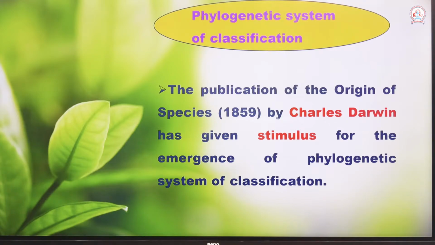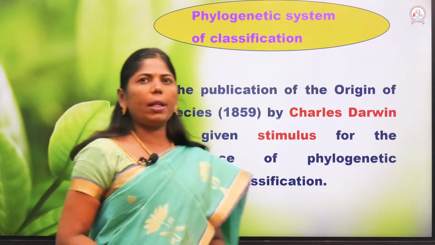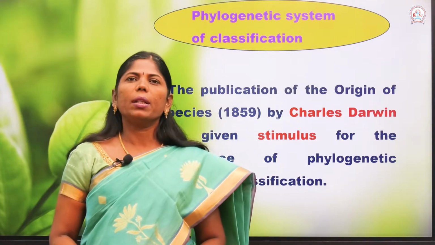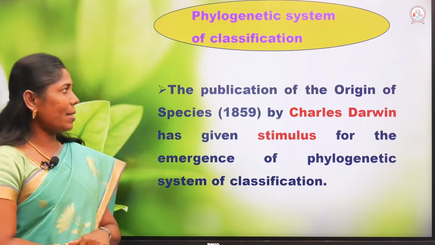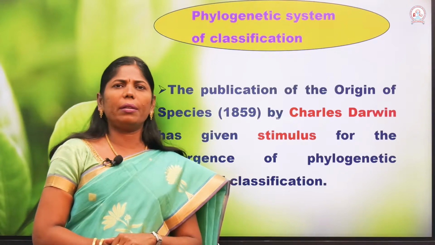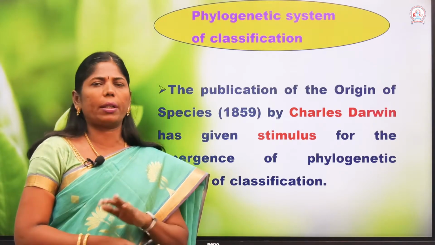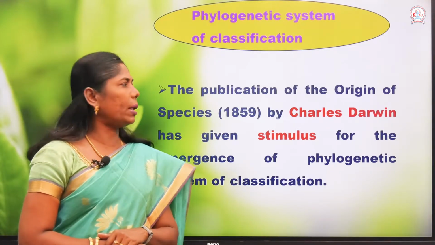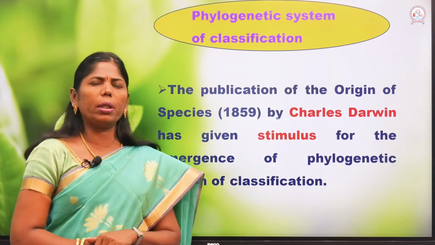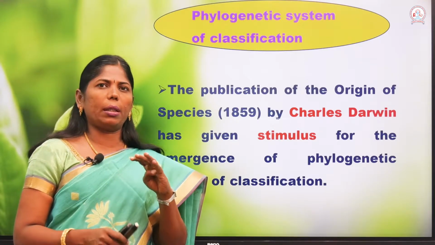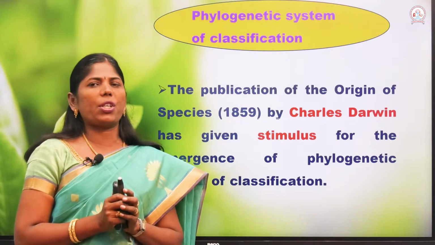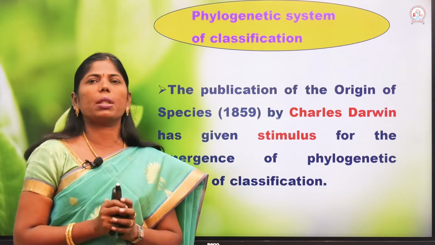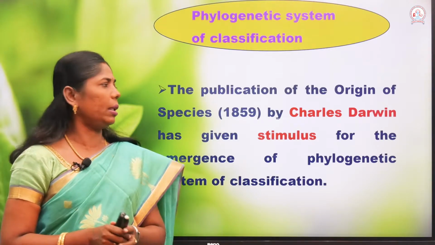Okay, so the phylogenetic system of classification was initiated by Charles Darwin. He gave enough stimulus for that. அவர் எழுதின ஒரு book Origin of Species அப்படிங்கிற book. அந்த bookல Origin of Species எவ்வளவு explain பண்ணாரோ அதுதான் phylogenetic classificationக்கு ஒரு stimulus-ஆ, ஒரு தூண்டுதலா இருந்தது.